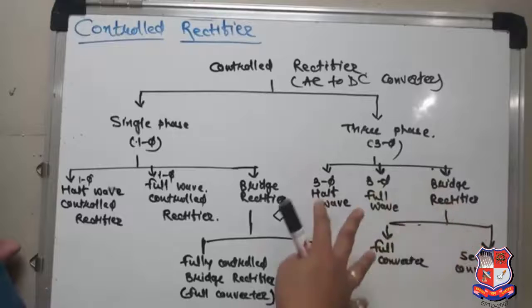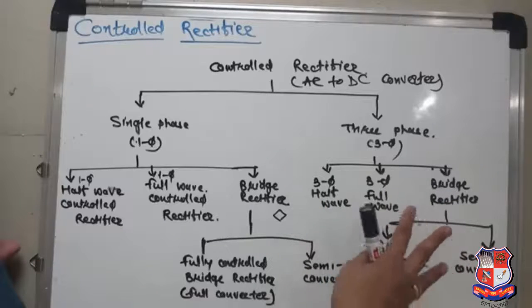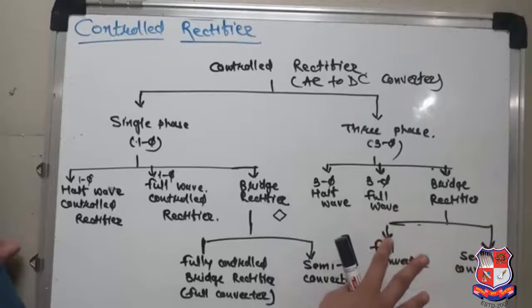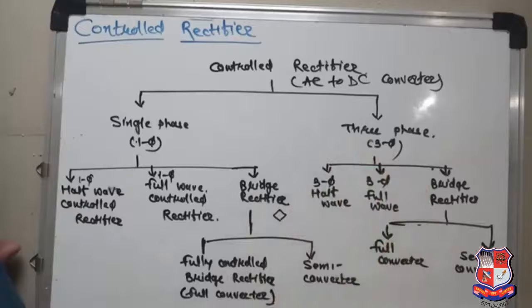In the same way, the same classification based on the configurations applies to the 3 phase, but the difference is that the input is 3 phase. So hope you understood. A control rectifier is a line commutated AC to DC converter, which converts AC into a variable DC output voltage.